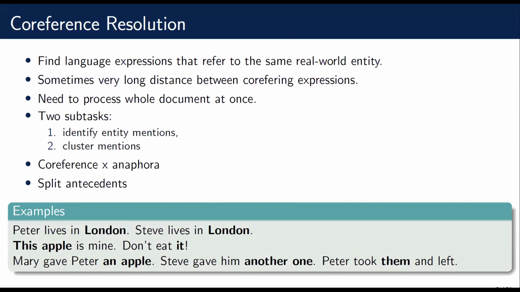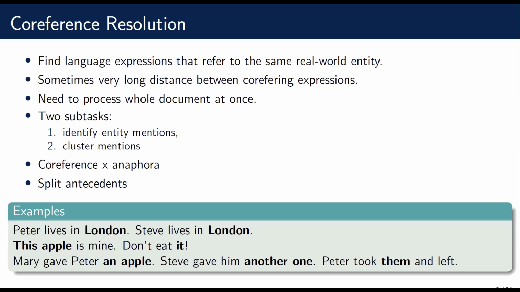I think it is not really necessary to present to you what this coreference resolution task is about, because you know it much better than me. Just maybe to remind some of the listeners that it is the task to find language expressions that refer to the same real-world entity. There are some examples. For example, Peter lives in London, and Steve lives in London, and in this case, the London is the same entity. It means the same thing.